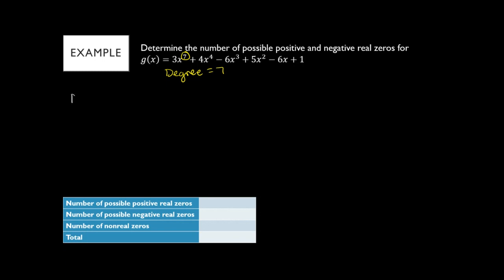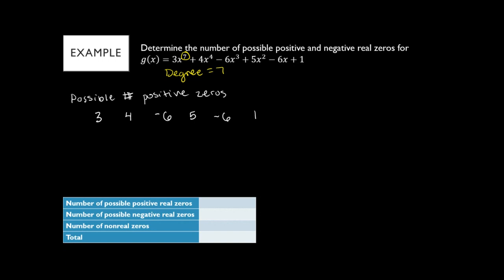So first we're going to find the possible number of positive zeros, and we look at the coefficients. So we've got 3, 4, negative 6, 5, negative 6, and 1. We don't need to add zeros in there because zeros are not positive or negative, so it doesn't really count. So we just look at the actual coefficients we have.